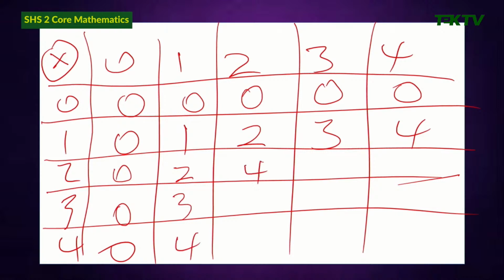2 times 2 is 4, 2 times 3 is 6, but 6 in mod 5 is 1. 2 times 4, 8 in mod 5, 3. 3 times 2, 6 in mod 5, 1. 3 times 3, 9 in mod 5, 4. 3 times 4 is 12, 12 in mod 5, 2. 4 times 2, 8 in mod 5, 3. 4 times 3, 12 in mod 5, 2. 4 times 4, 16 in mod 5 is 1. So this is going to be the multiplication table for mod 5.